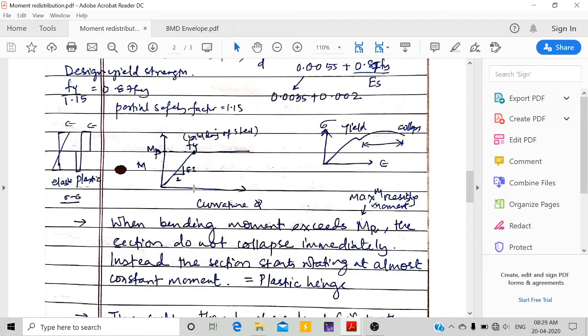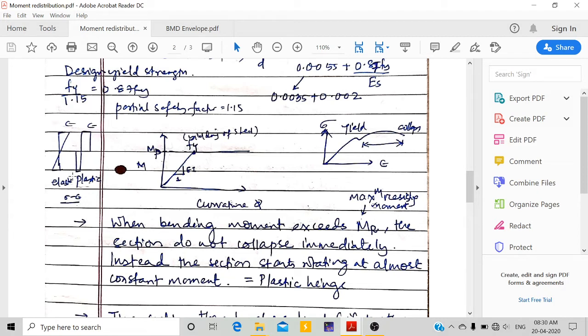So even if the curvature increases, for constant moment, the plastic movement and curvature increase. When the bending moment exceeds the moment of resistance, the section does not collapse immediately, right? Instead, the section starts rotating at almost constant moment, which is called the plastic moment. You can see the curvature is increasing, but at a constant moment. This is called the formation of a plastic hinge.